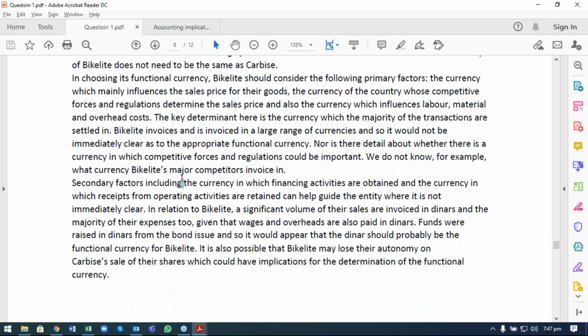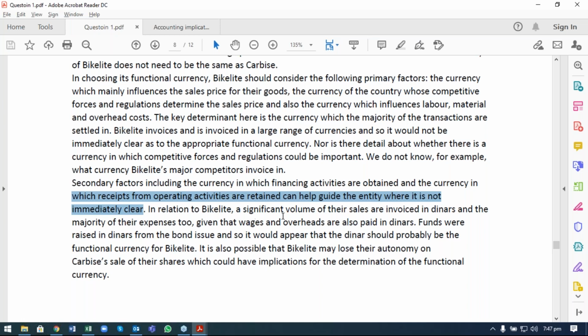Secondary factors, including the currency in which the financing activities are obtained and the currency in which receipts from the operating activities are retained, can help guide the entities where it is not immediately clear. This is also not immediately clear, in which currency the company has retained its cash from the operations, or in which currency the company has mainly obtained the finances.